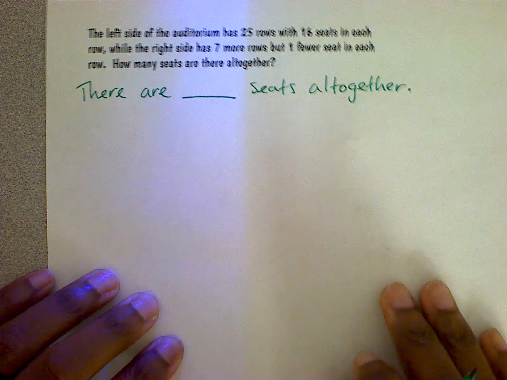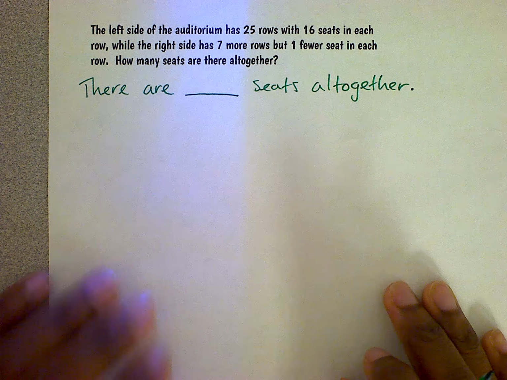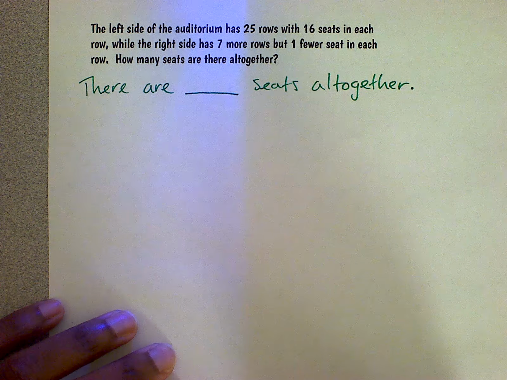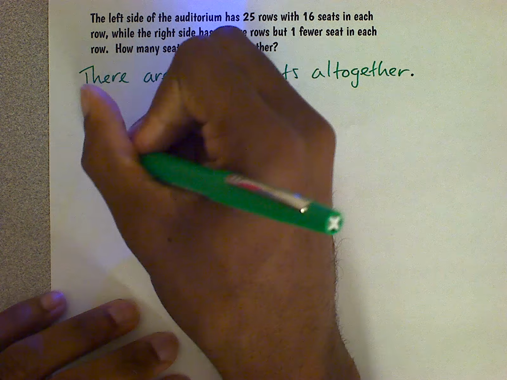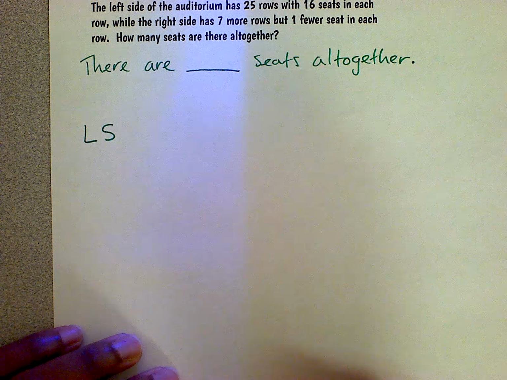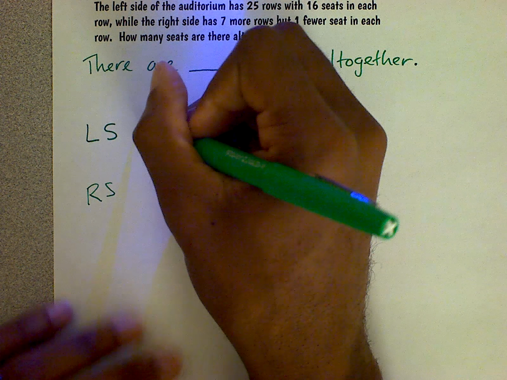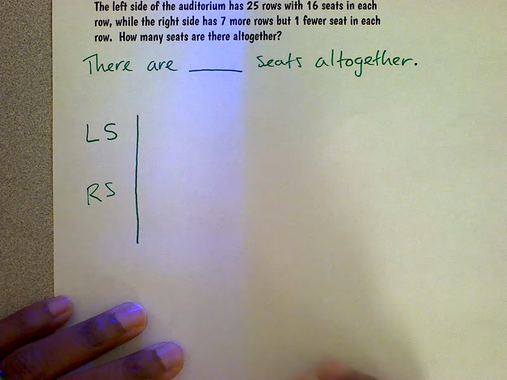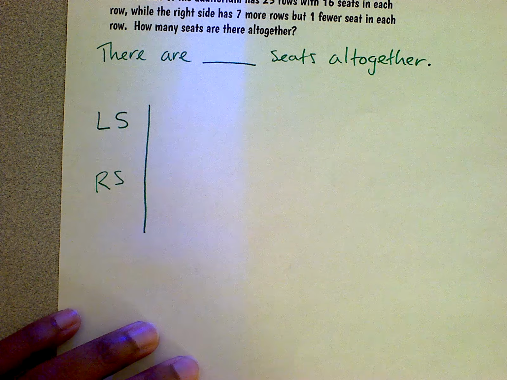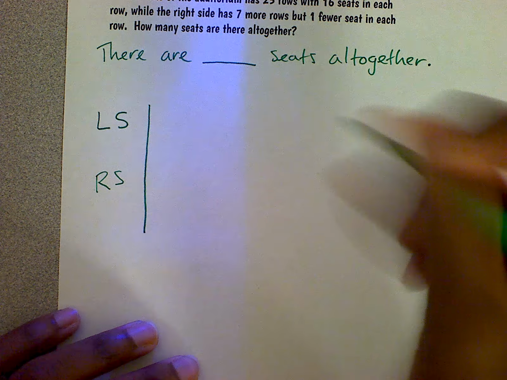Okay. So now that I've written that down, the next step of my framework is what is the problem about? It's about two sides of an auditorium. So let's say we have a left side. I'm going to put LS to stand for left side, and RS to stand for right side. And then Mr. Evans is going to draw his tape line to get some representation there. Now, what I do know about the left side of the auditorium is there are 25 rows and there are 16 seats in each.